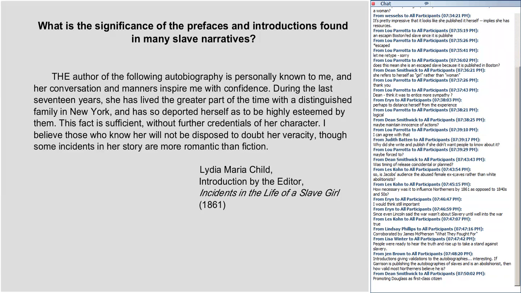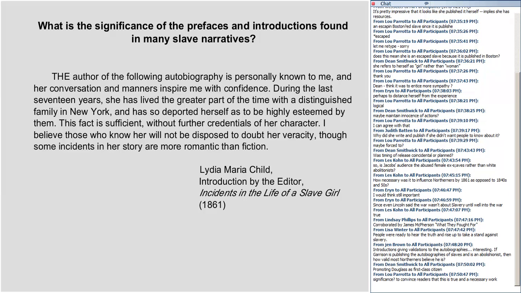I believe those who know her will not be disposed to doubt her veracity, though some incidents in her story are more romantic than fiction. And when she says romantic, she doesn't mean romantic as in the sort of romance tradition of hearts and flowers. She's talking about stuff that's more hard to believe than even fiction itself. But again, Child is trying very hard to confirm before the story even gets underway that you can believe this story, white reader, and thus Child fulfills the role.